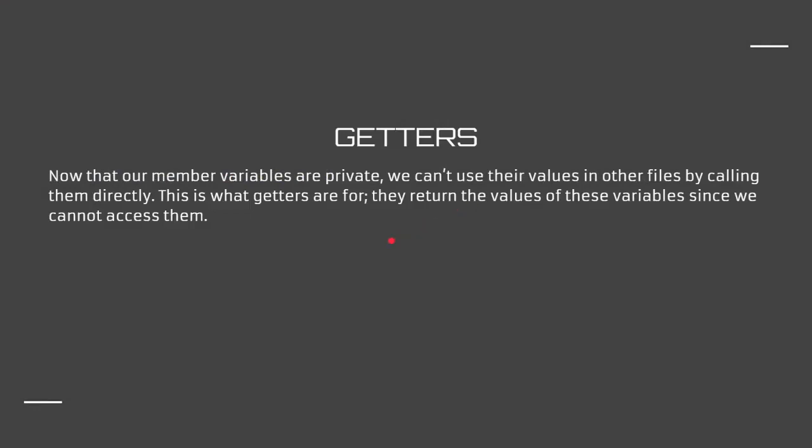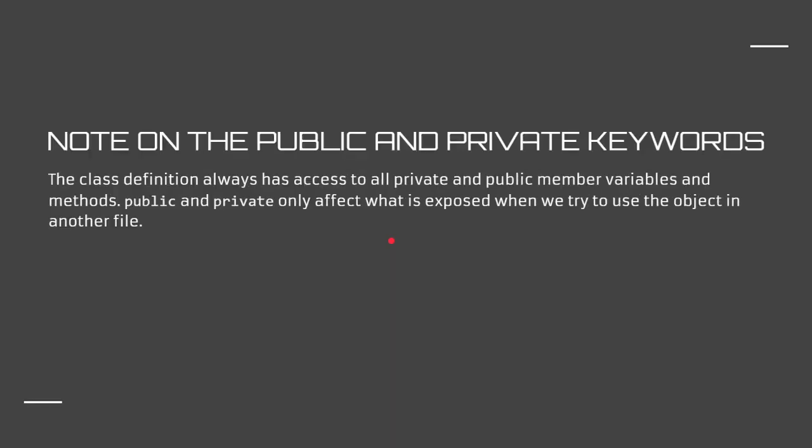Okay, so let's talk a little more about getters. Now that our member variables are private, we can't use their values in other files by calling them directly. So we wouldn't be able to do system.out.println date1.day. This is what getters are for. They return the values of these variables since we cannot access them directly anymore.